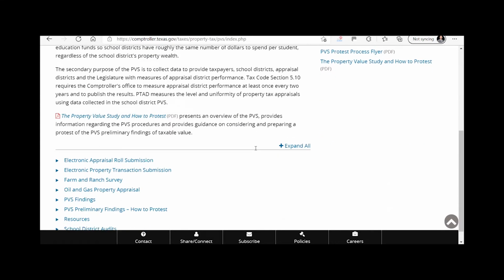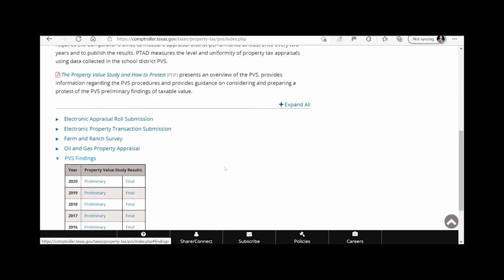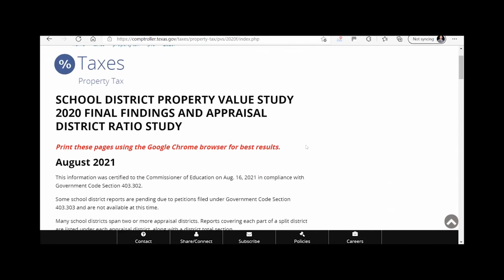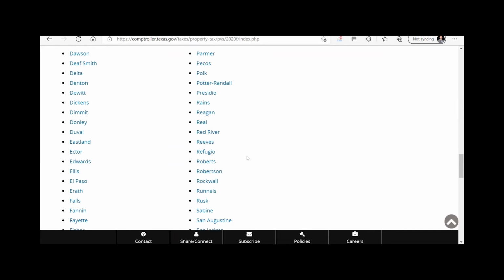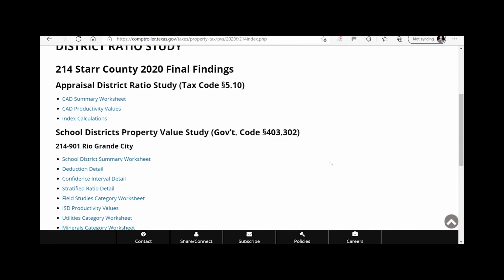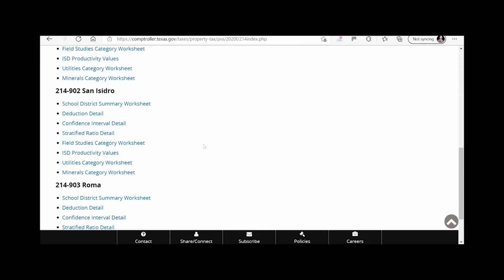If you go down, the PVS findings, I'm sorry. And then for the past 6 or 7 years, you have them there. You have the preliminary and the final study. So if you click on the final, let's say for 2020, if you click on the final results, that's where you find the county that you belong to. So in this case, we're going to Starr County. And that's where you can find the 3 different schools. We have Rio Grande City Grulla ISD, we have San Isidro, and we have Roma.